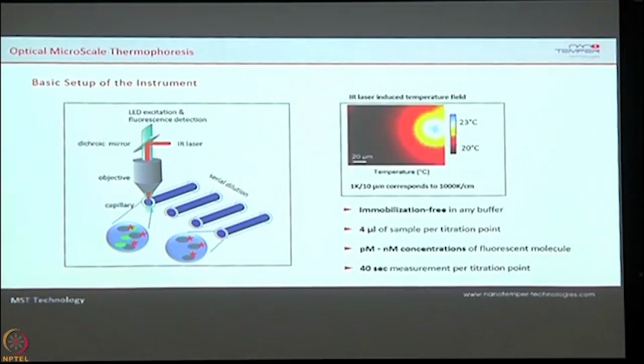So with this basic principle of thermophoresis, we built up an instrument which has two important things. One is a laser which creates a temperature for thermophoresis, and here one of the binding partners is fluorescently labeled. So just to see the fluorescence, you have a fluorescent detection unit. And the biggest advantage in this technique is you are not immobilizing anything as in other techniques.